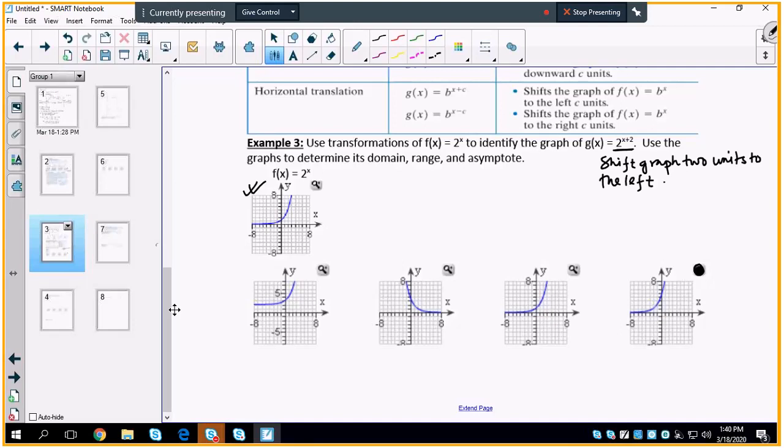And then it is asking you to talk about the domain. Remember, domain is on the x-axis, and if I look at my last graph, the domain actually did not change much. It is still -infinity to infinity. Whereas, if you look at the range, it is also not changed in this problem. It's still 0 to infinity.